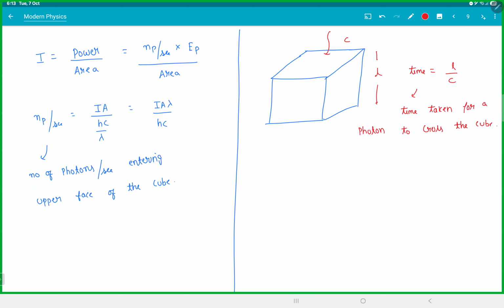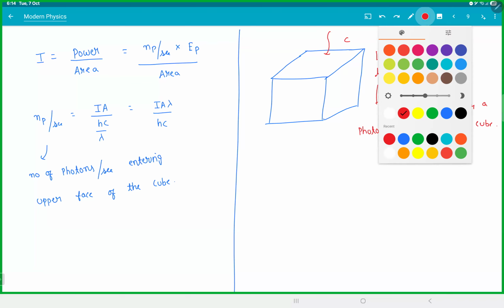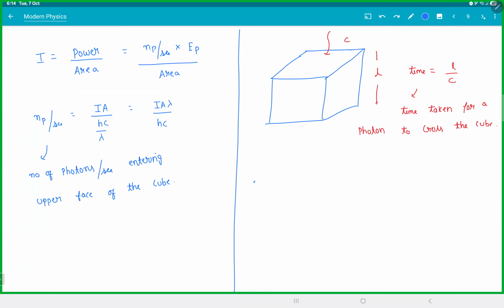Now think about it. Every second, this many photons are entering, and it will take this much time for them to come out. That means all the photons that entered for this much time would be staying inside. So the number of photons inside the cube will be number of photons per second into time. This will be IA lambda by hc into L by c. You know all the numbers, you can substitute and get it. I'll leave it to you there.